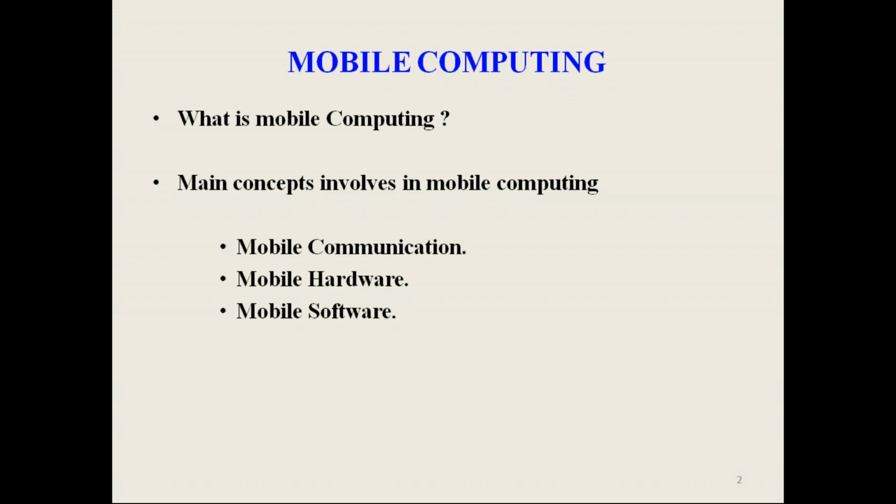Related to here, in this scenario, unit 1: mobile communication, mobile computing background, then novel applications and architecture. Then mobile and handheld devices, then limitations of handheld devices, then GSM services, system architecture, radio interfaces, protocols, localization and calling, security, new data services, then GPRS. These all are related to unit 1.